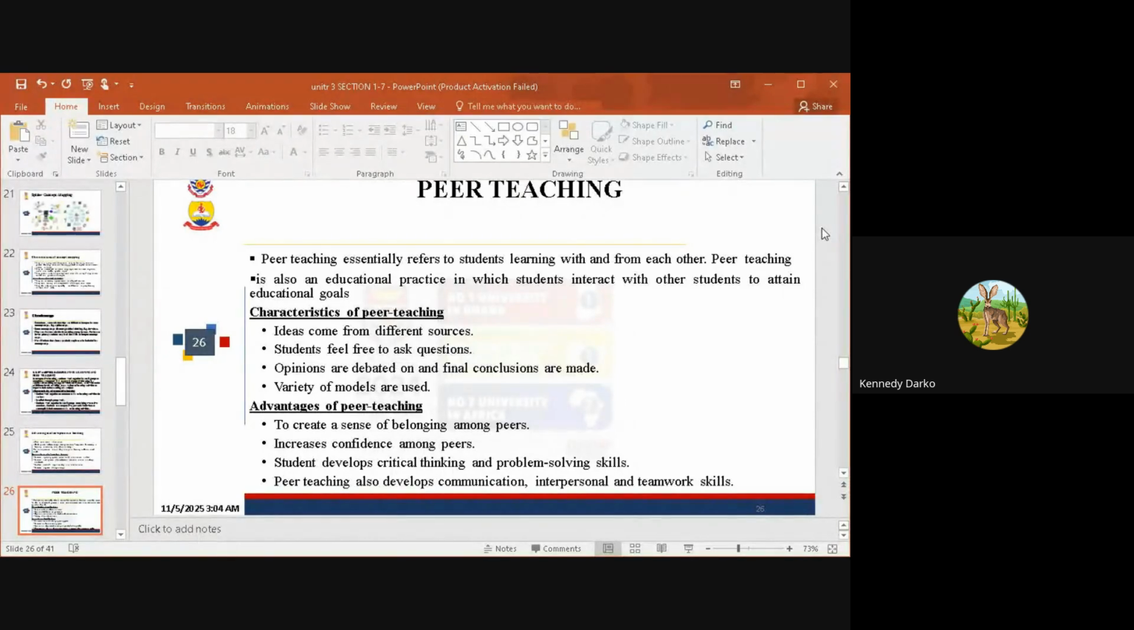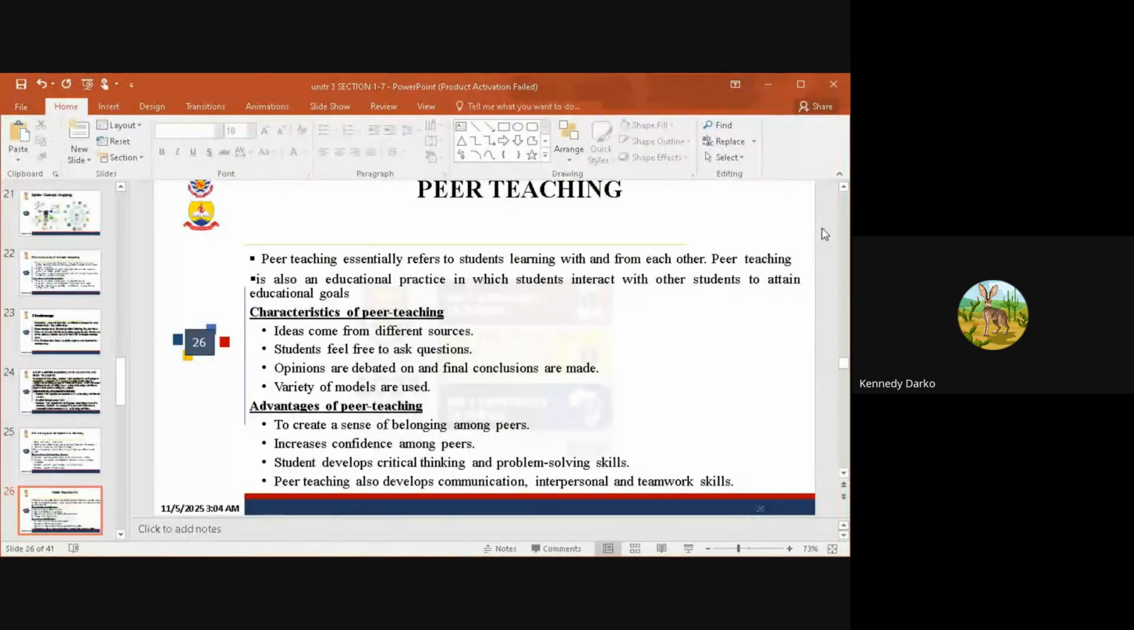What are the advantages? To create a sense of belonging among peers. Yes, this is my group. This is my corporate group. Or when we meet, we are able to learn well. Increase confidence among peers, because all of you came together to plan and brought the answers, you are confident. I was part. Mine was also taken.